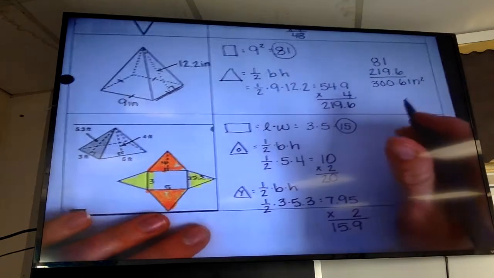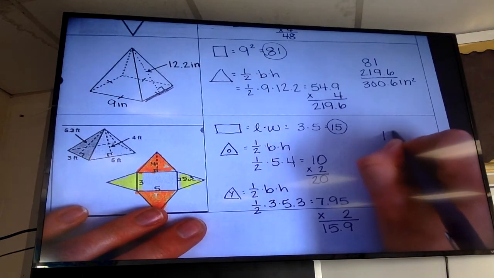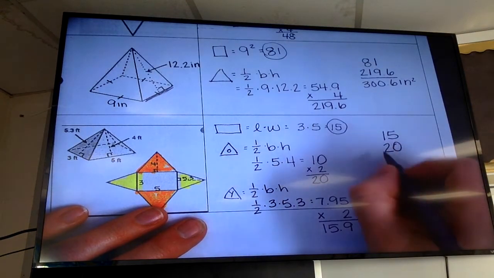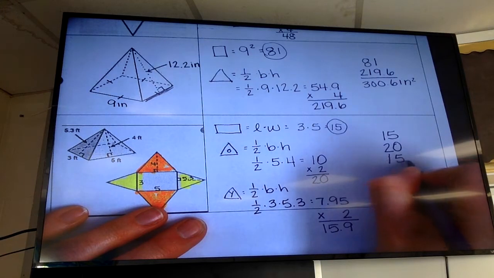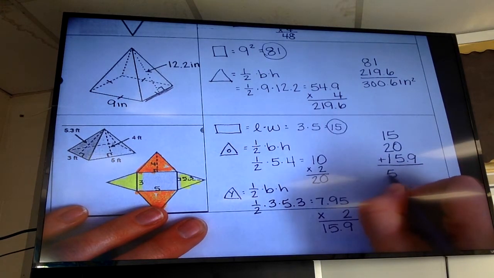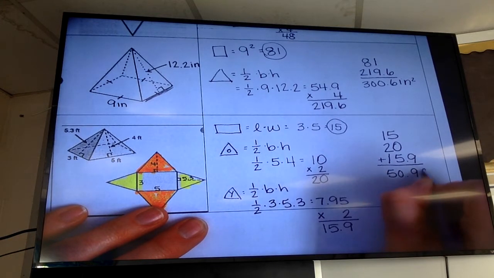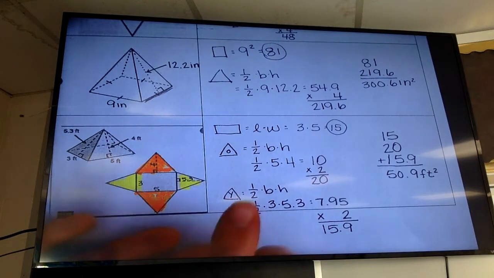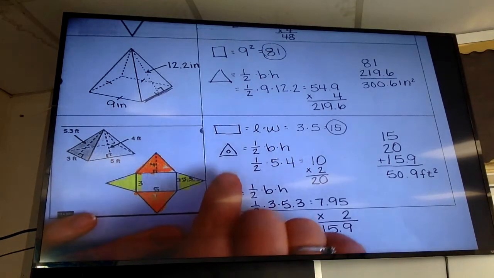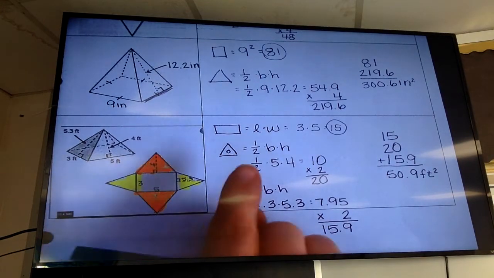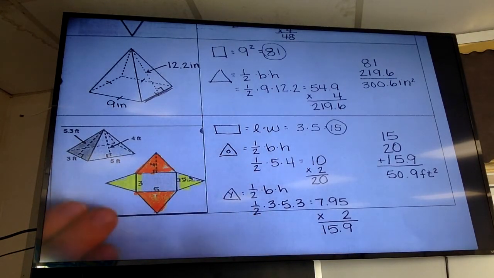So again, my last step is to add them all together. I have my rectangular base. I have 2 triangular faces equaling 20. And the other 2 have a total of 15 and 9/10. And I'm just going to add them together. I would get 50 and 9/10 feet squared. That's how I would do a rectangular pyramid. So again, it's almost like a square, but we've got to remember that not all the triangles are the same. Only the ones that are opposite from each other are the same if it's a rectangle.